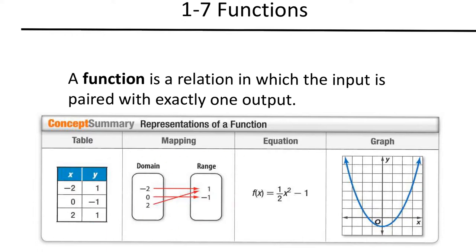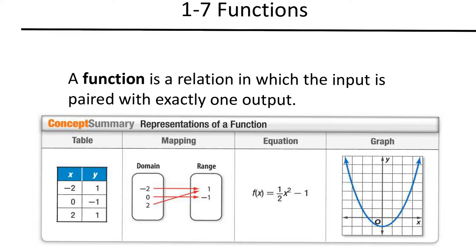In mapping, if you have the domain, which is your x values, with exactly one arrow going out to the range, every x value has only one arrow going out, it is a function. So you will have one arrow going out, one arrow going out, and one arrow going out. If one of those numbers has two arrows going out, and I'm just going to draw one so you can see what I mean, let's say that the -2 has a second arrow going out this way. Since it has two arrows going out, it is not a function. But if you have only one arrow, so let me delete that, then it is a function.